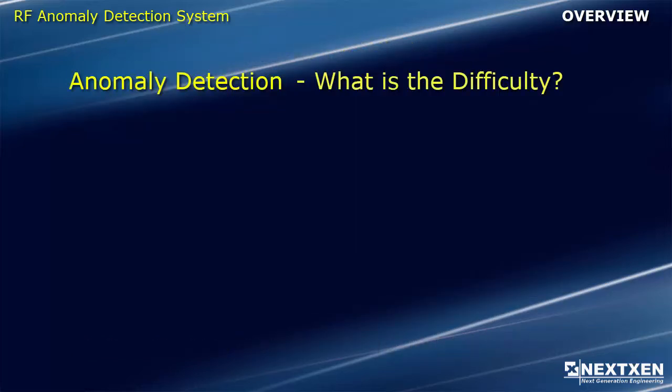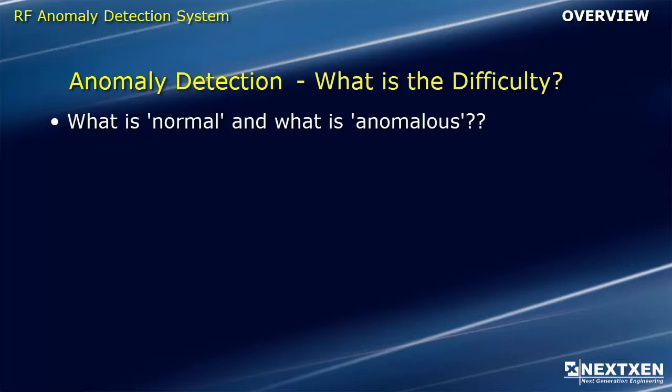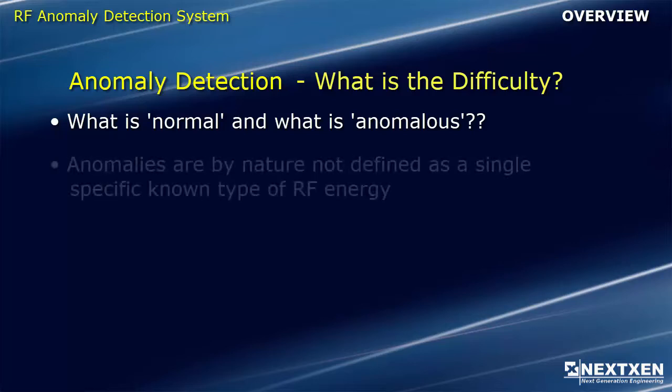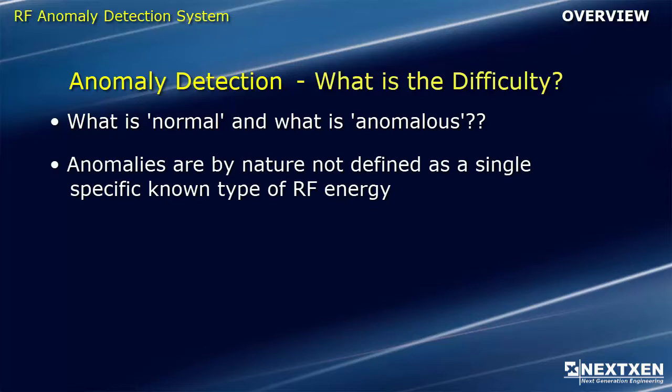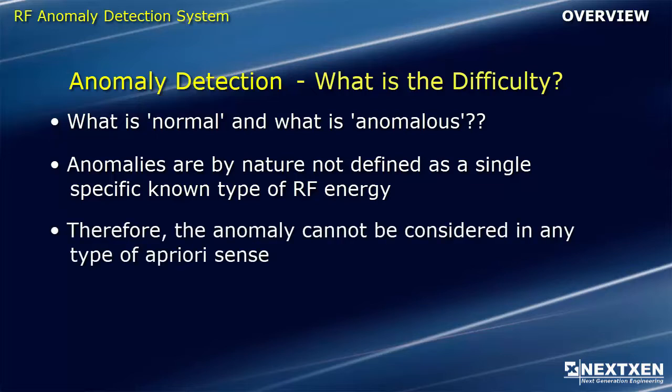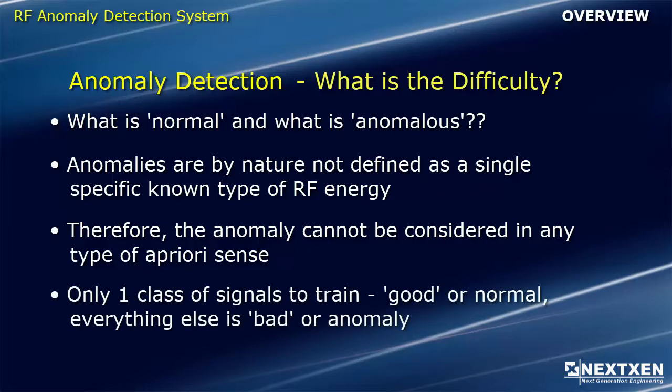What is the inherent difficulty in RF anomaly detection? Well, basically the determination of what exactly is normal and what exactly is an anomaly. This is made more difficult as anomalies by their very nature are not defined as a single specific type of known RF energy, and therefore cannot be considered in any a priori sense when developing an algorithm for the detection of them. This is a one-class type of problem, where we only have samples of good or normal RF energy to study and train on. Everything else, whatever that is, is assumed to be bad or an anomaly.